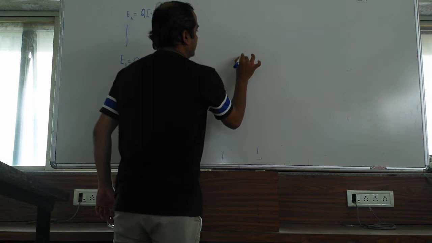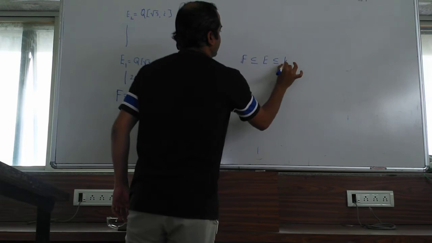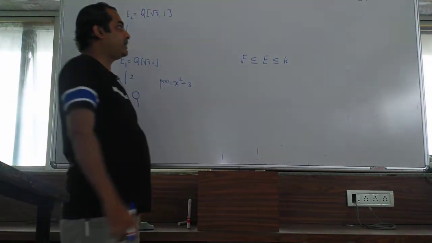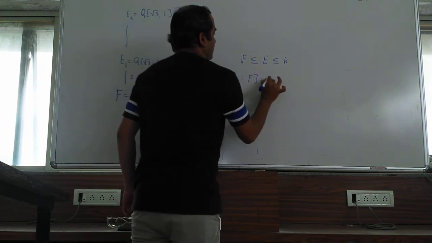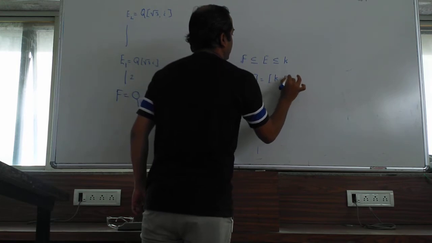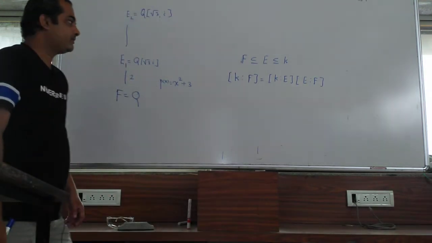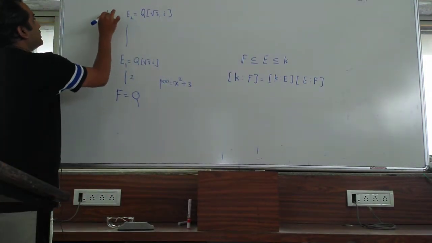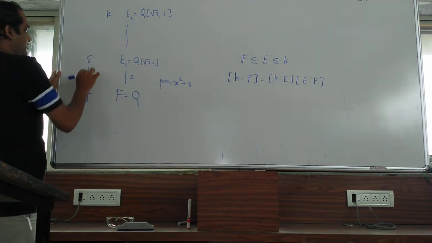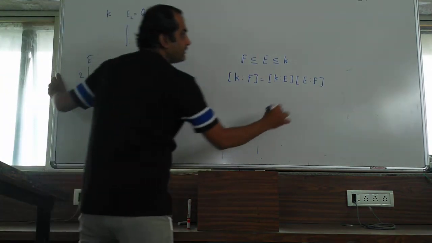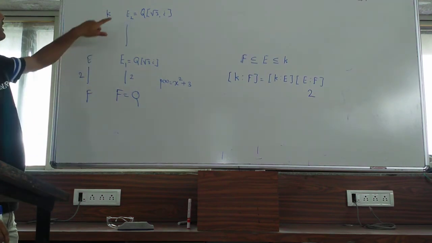Yesterday we found that if F is a subset of E, a subset of K, and all these are finite extensions, then the degree of K over F is the degree of K over E into the degree of E over F. I will take this to be K, this to be E, and this to be F. The degree of E over F is 2. What I want is K over E.